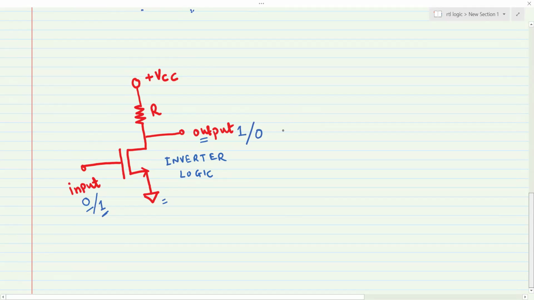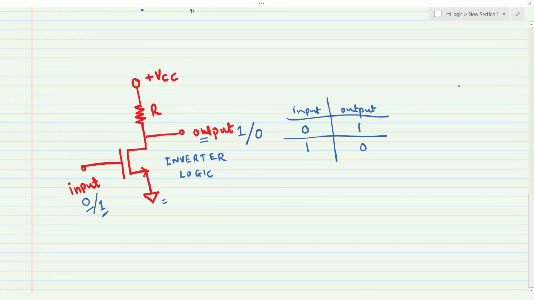So the truth table of this would be, the input and the output. Input is 0, output is logic 1; input is 1, output is logic 0. And this is how you can have the truth table. So this is how it works. How about if we want to do some other logic? Let us see how we can.